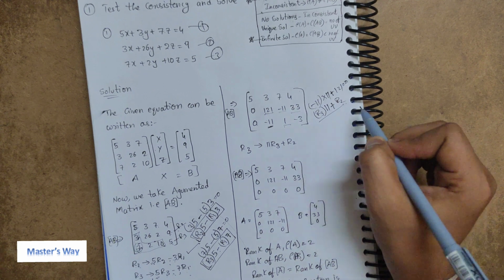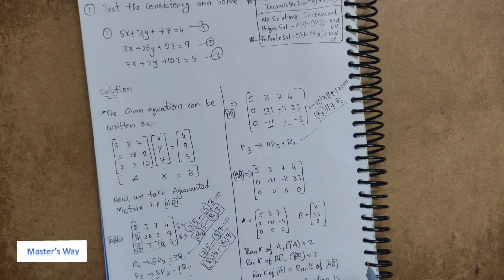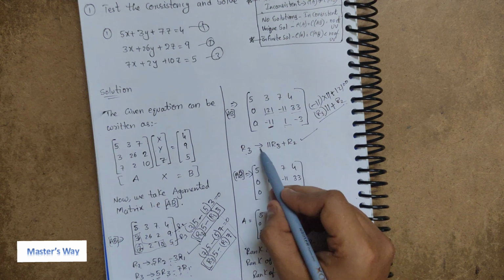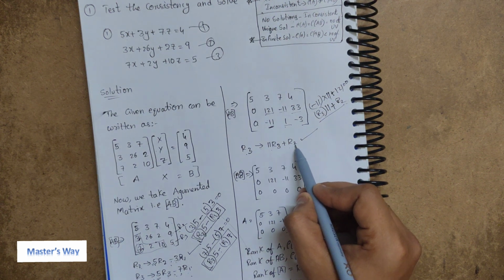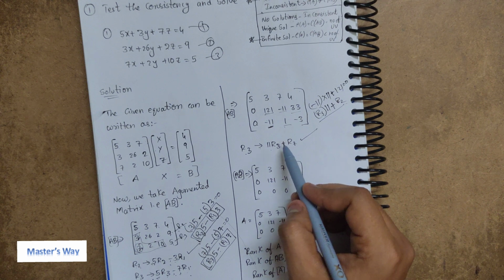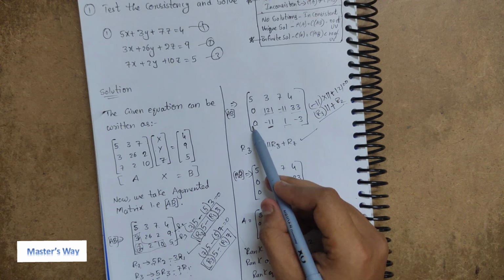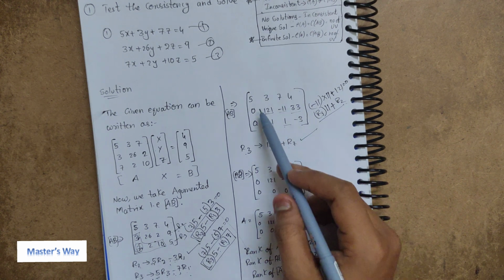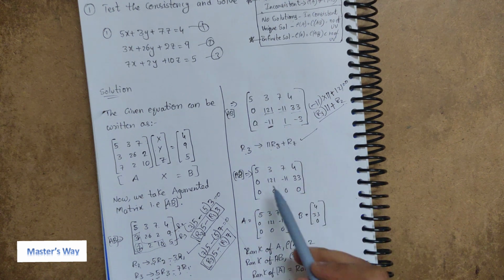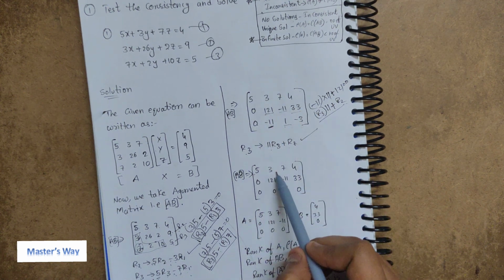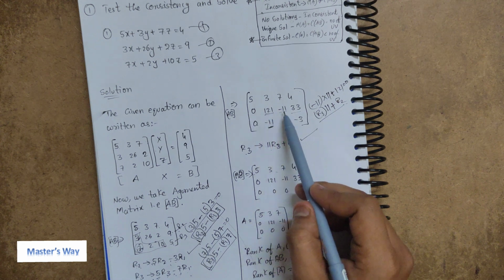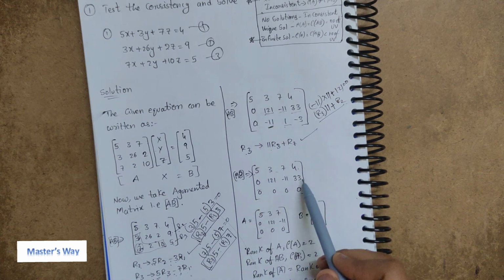R3 goes to 11 R3 plus R2. That is what I have written here. Okay, so R3 tends to 11 R3 plus R2. Now we will perform the operation for row 3 elements, but row 1 and row 2 will remain the same: 5, 3, 7, 4, same; 0, 1, 2, 1, minus 11, 33, same.